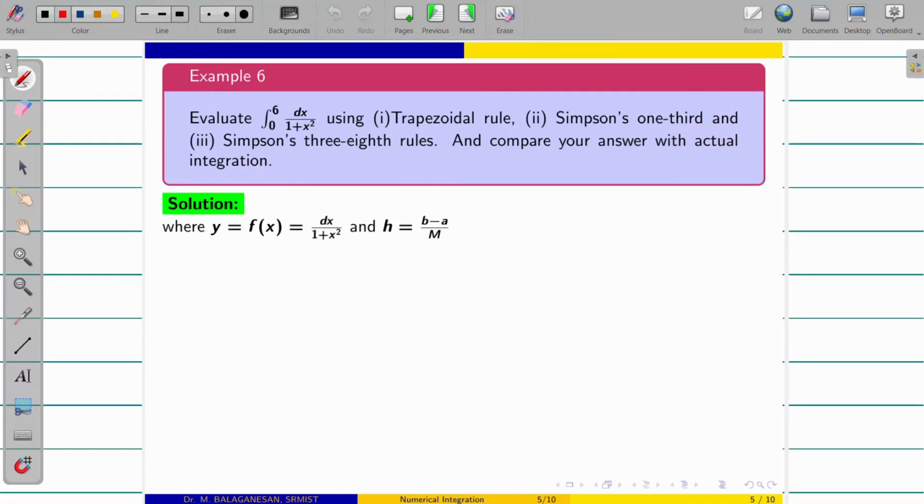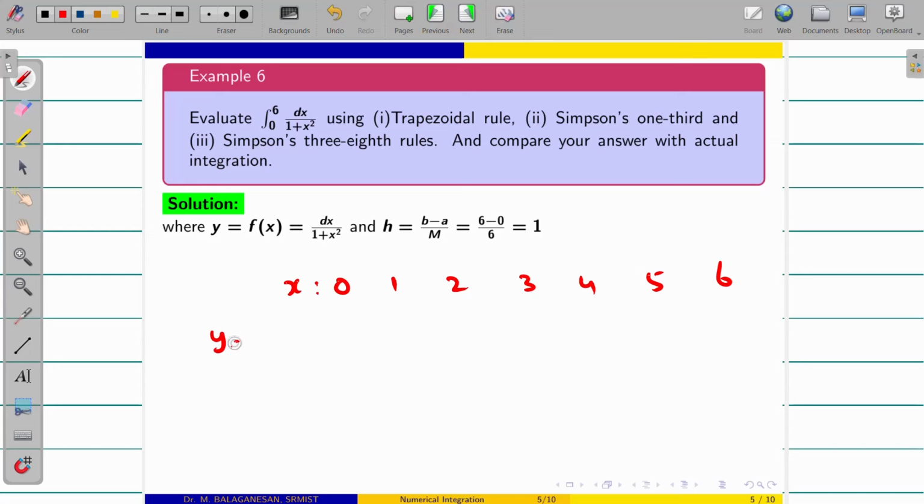Now come to the problem. So our function f of x is 1 by 1 plus x square. And h is equivalent to b minus a by m. Try to find it. 1 we are getting. So x is varying from where to where? 0 to 6. The h value is 1. 0, 1, 2, 3, 4, 5, 6. Then what is the value of y?